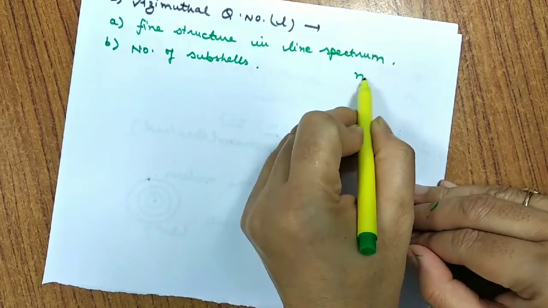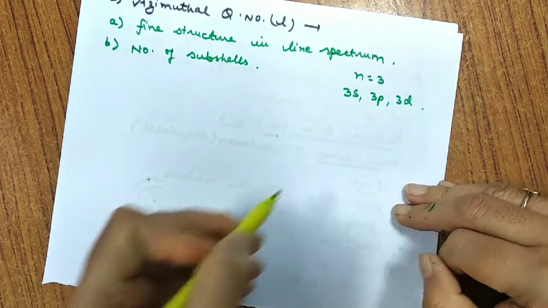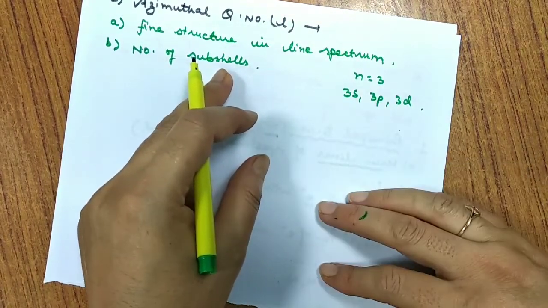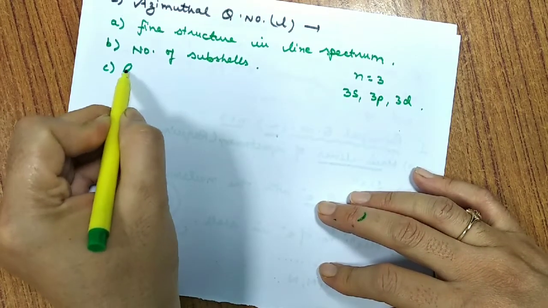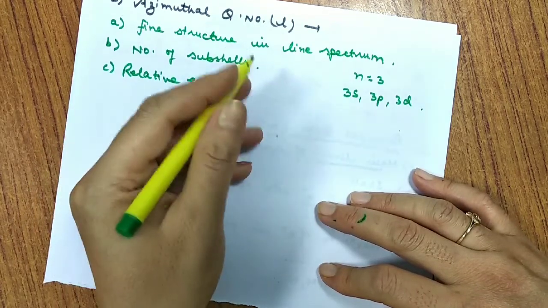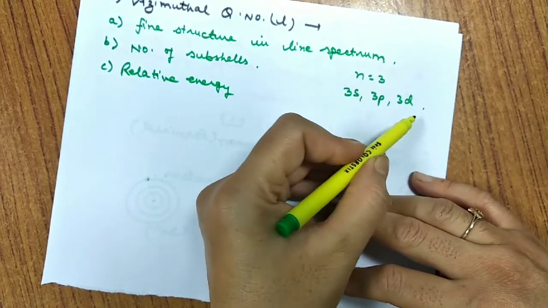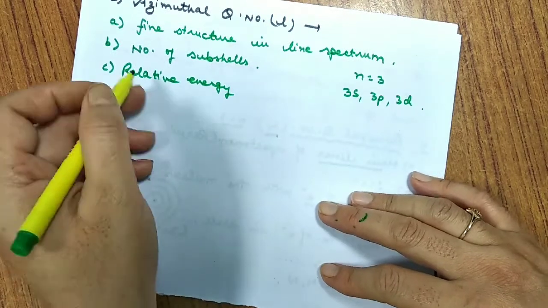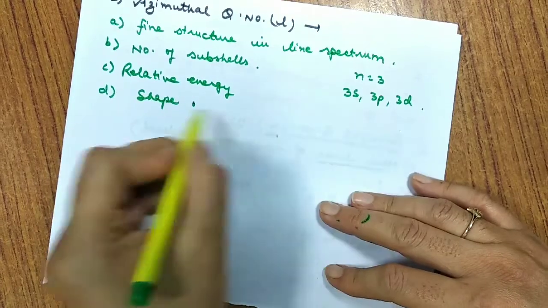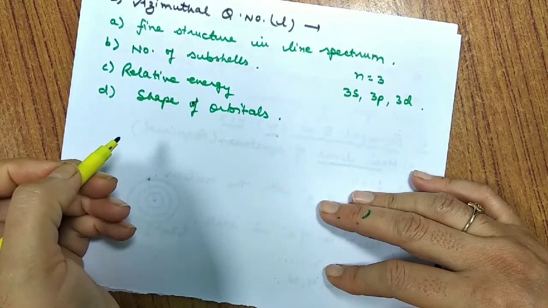How? If I say my shell is the third, the subshell can be 3s, 3p, or 3d also. So these are subshells. s, p, d, f are the subshells present in any main shell. Once we come to know the subshell, we can find their relative energy also. Like shells, we know that 1 has lesser energy than 2, than 3. But when we talk about 3s, 3p and 3d, we come to know the relative energy from this azimuthal quantum number, and definitely by s, p, d, f we come to know the shapes of orbitals.